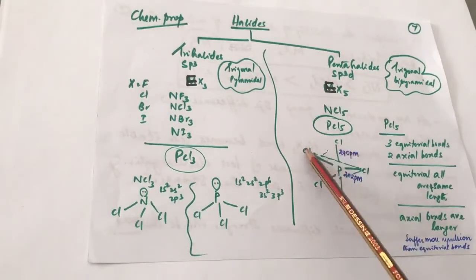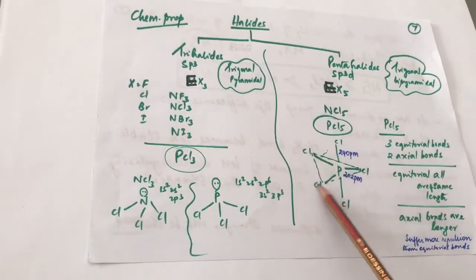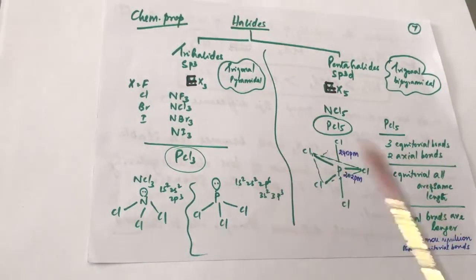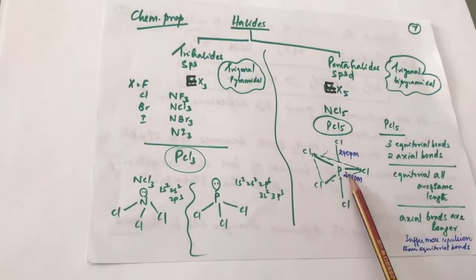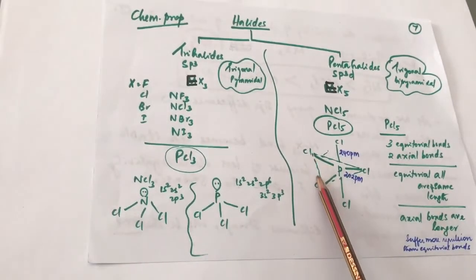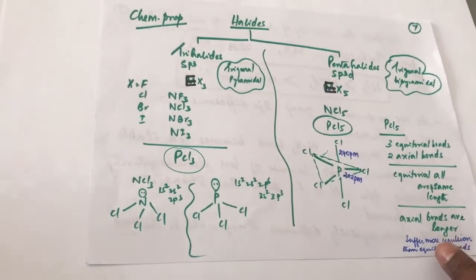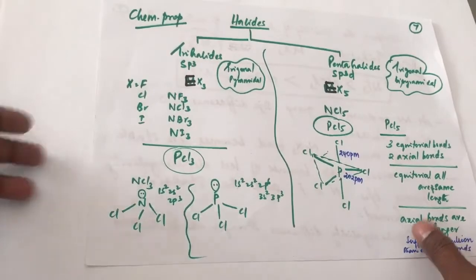That means these chlorine atoms, 3 equatorial bonds, are along the equator. You can draw it to this side also. In your textbook maybe it is drawn to this side. That also is fine, but it should be on one plane, that is the equator, just as we say, like this, in one equator.